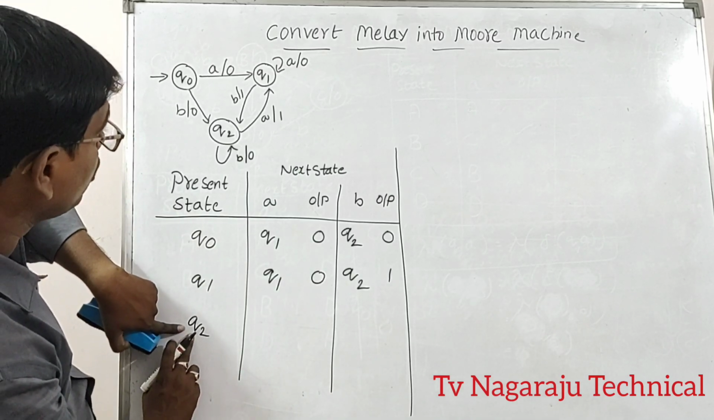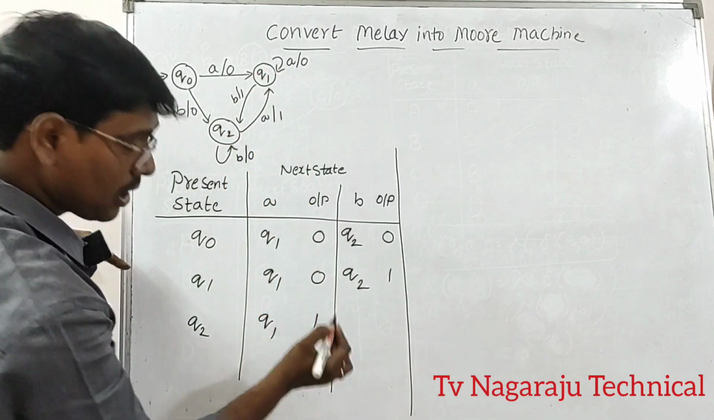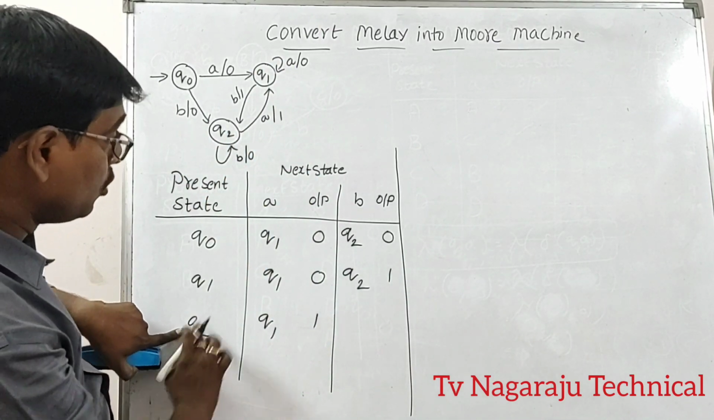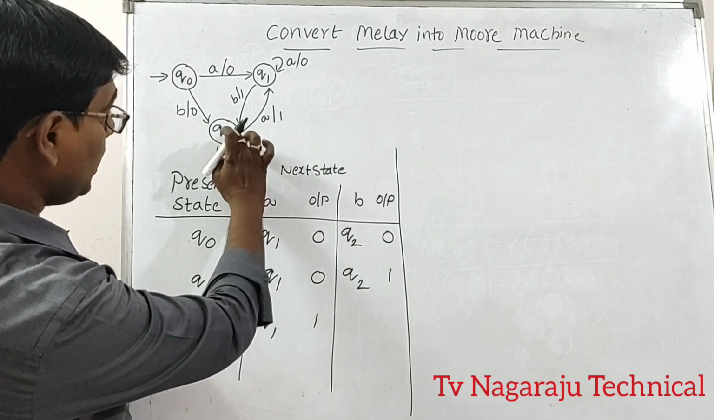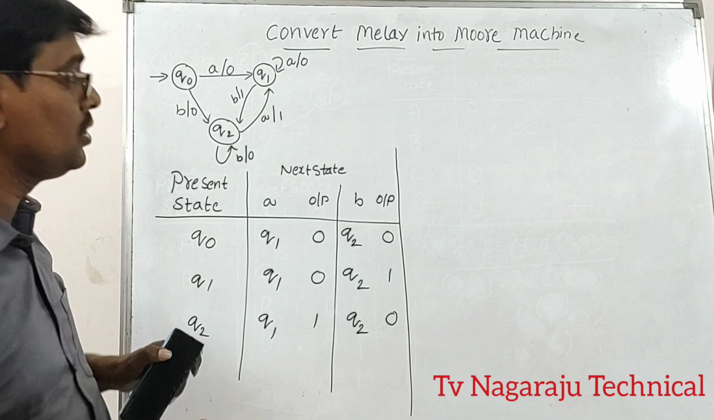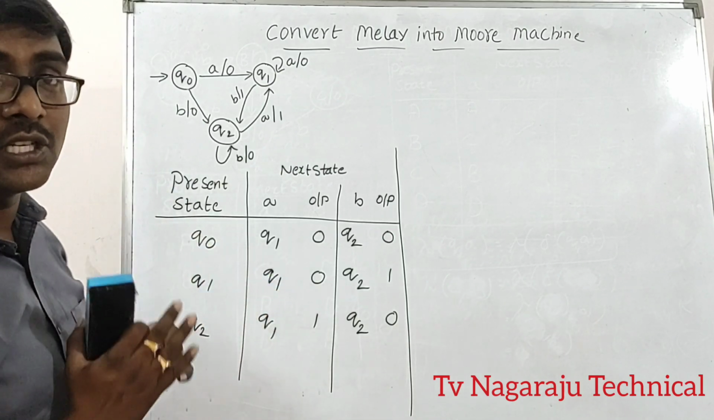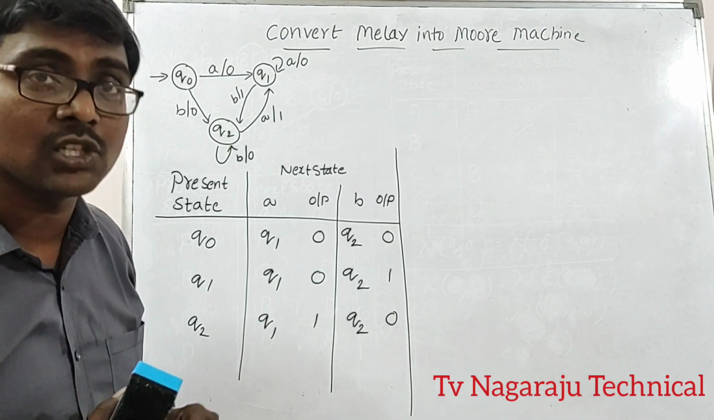Finally, Q2 with input A moves to Q1 with output 1. Q2 with input B moves to the same state Q2 with output 0. Okay. Now the Mealy Machine transition table is constructed.